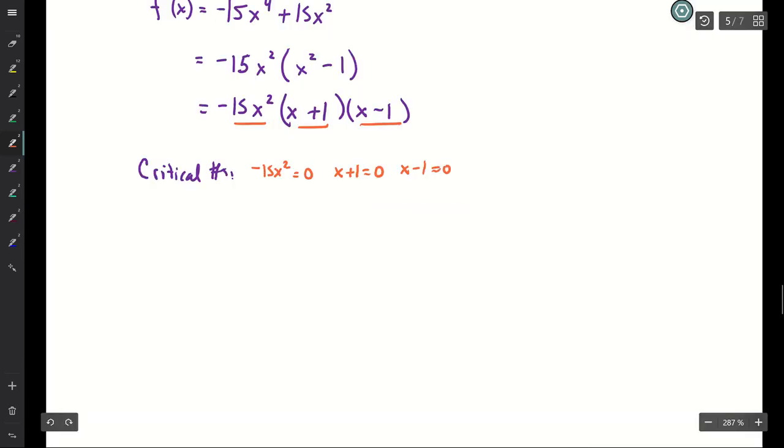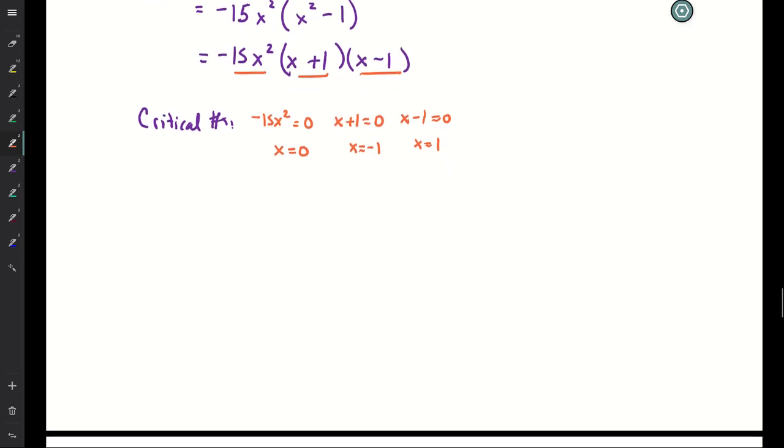We notice in the first one we have that negative 15. We also have the square on the x. Well, because all of that is being multiplied, the power is somewhat irrelevant in the solving of that, so we're going to get that just x is equal to 0. On this one, we're going to get x is equal to negative 1. And on this one, we're going to get x is equal to 1. So those are the critical numbers.